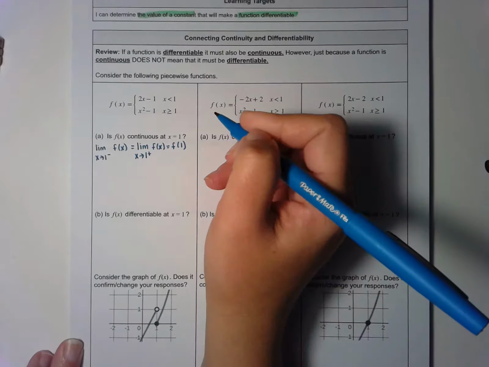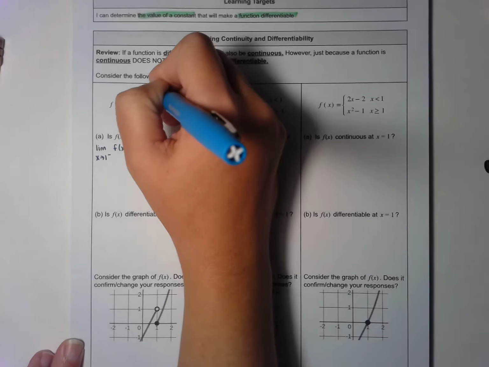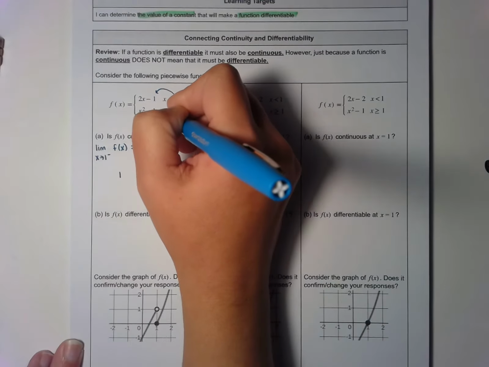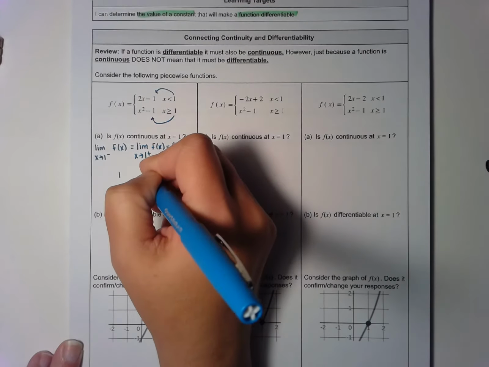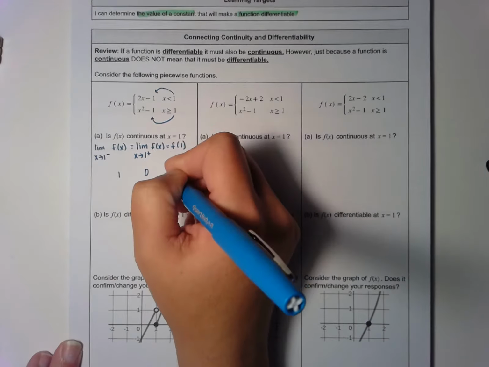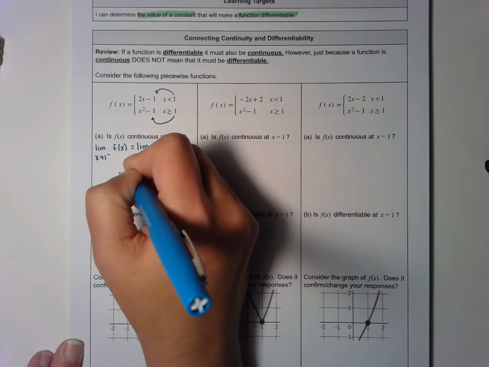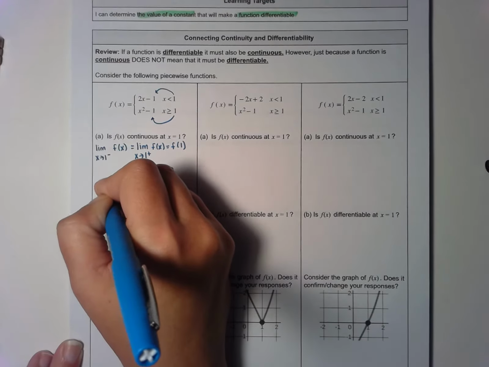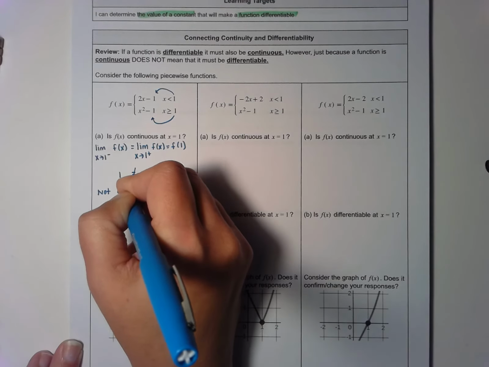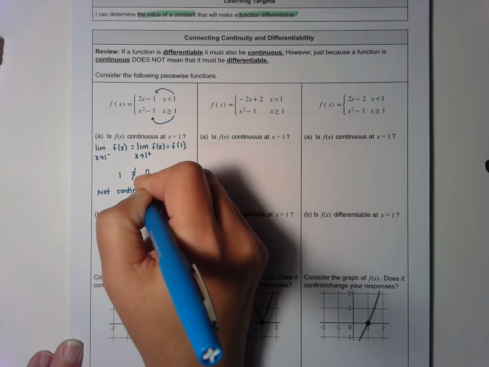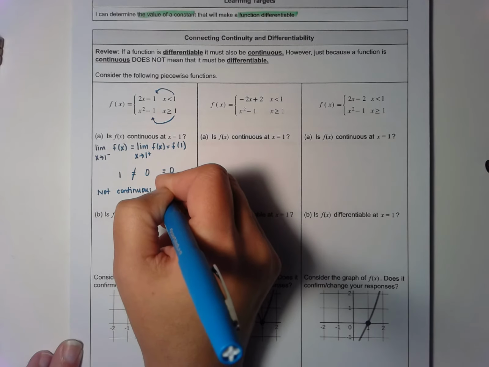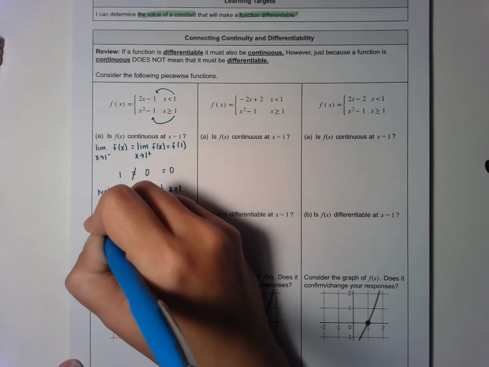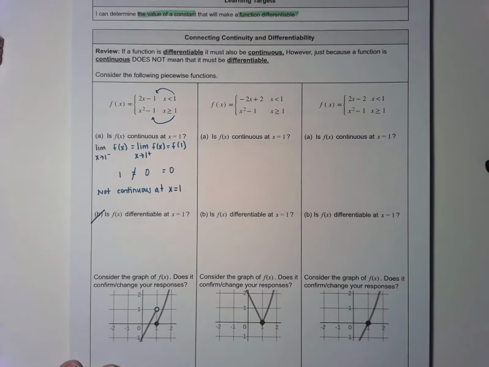If I do that, I'm going to plug the 1 into the top, to the left, which gives me 2 minus 1, which is 1. Plug the number 1 into the bottom, to the right, which is 0. And the equals 2 is on the bottom, so that would be 0. Since 1 does not equal 0, this function is not continuous at x equals 1. And because it's not continuous, it's automatically not differentiable.